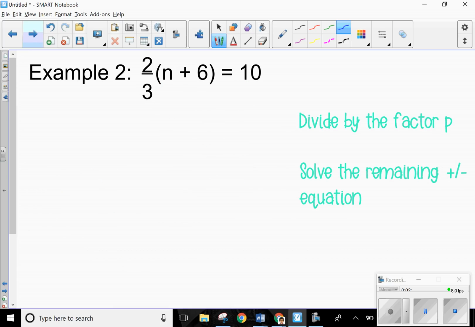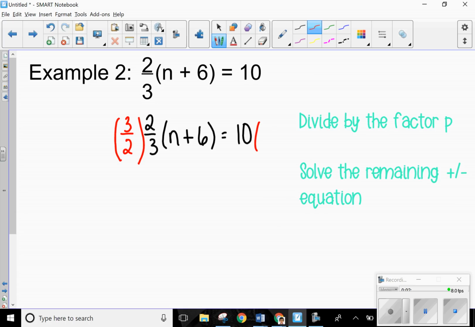Here I put this example in because I wanted to show you how there are going to be examples where the outside factor p is going to be a fraction. So I'm going to start with the rule telling us to divide by the factor p, but if we know it's a fraction, we know that to solve it, we would have to multiply by the reciprocal. So the reciprocal of 2/3 is 3 over 2.